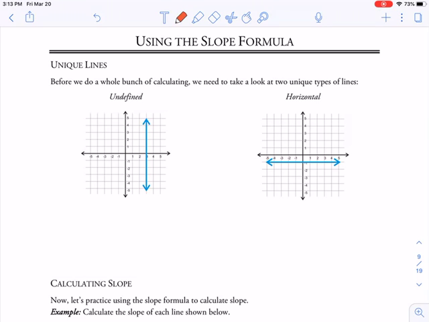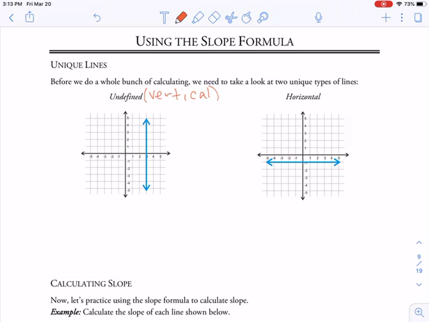So when we take a look at this, there are our first two unique types of lines. The first one I'm going to talk about is here on the left. It says undefined. I want you to also add in vertical, okay? Because this is a vertical line, of course, and its slope is called undefined.